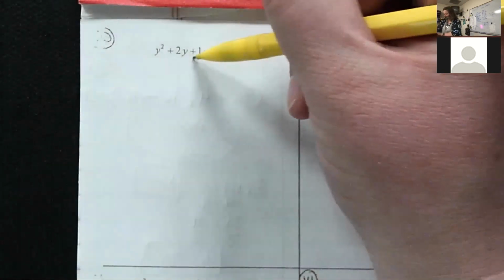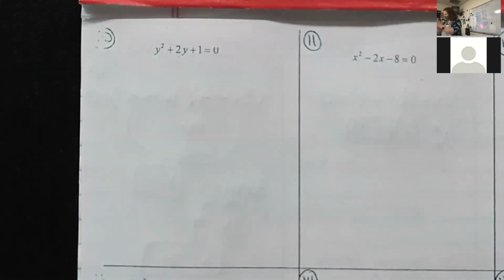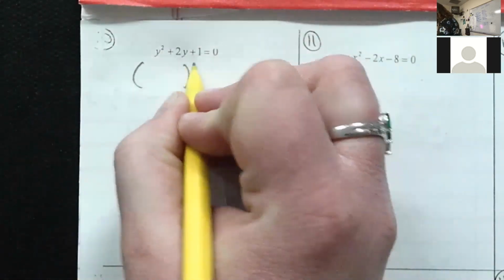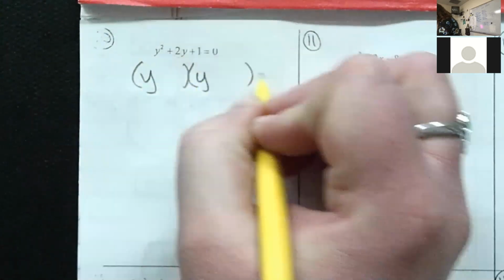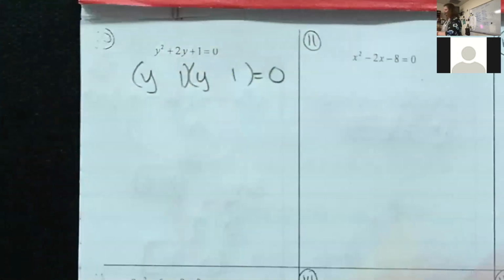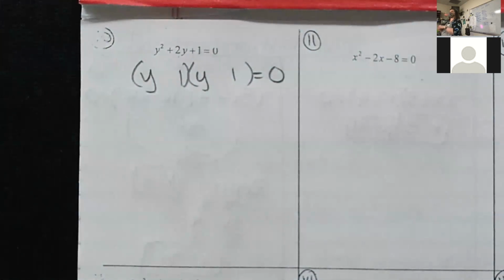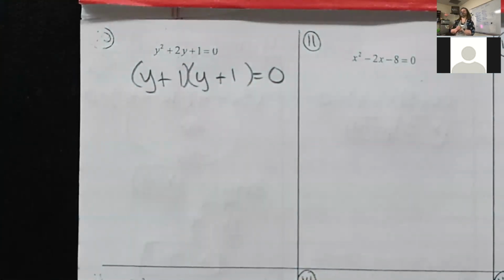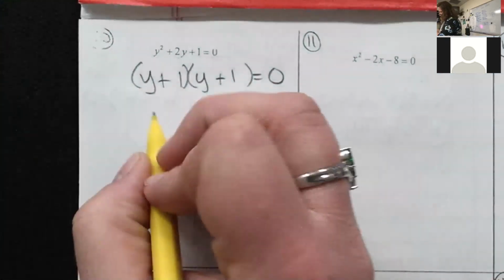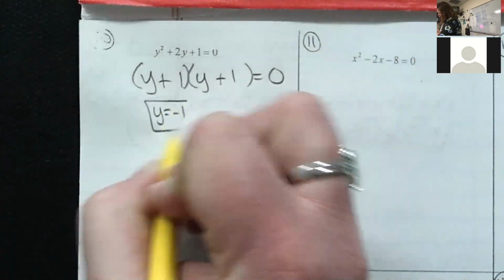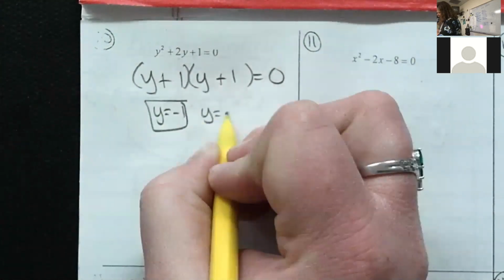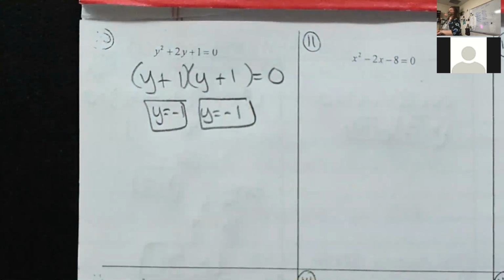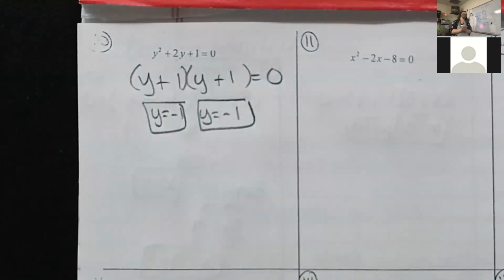Factors of 1 that add to 2. 1 and 1, let's do it. If I need to get them to be a positive 2, they both need to be positive. Okay, so what are my two answers? -1 and -1. And what's that called if it happens twice? A double root. It's okay if they're the same answer.